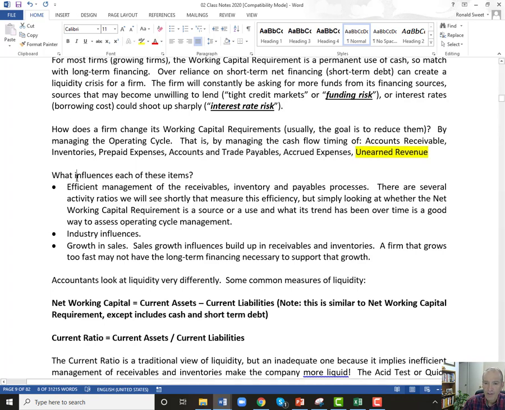So how do you influence these? Well, first, you manage your receivables, inventories, and payable processes as much as possible. It is closely tied to activity ratios, as I mentioned earlier. We'll bring those in. If you can improve your receivables turnover or your inventory turnover, that is, you collect from your customers faster and turn over your inventory faster, that's a way to really improve this ratio. Just look at whether net working capital is a source or a use. You'd rather it be a source, or if it's a use, you want it to be a declining use. You want it to be smaller and smaller relative to the rest of the business.